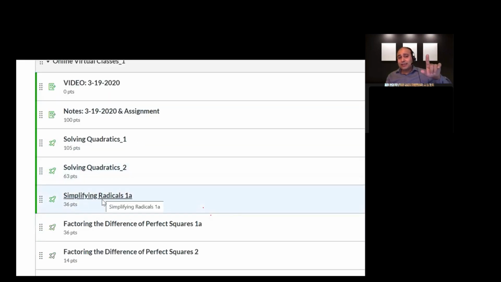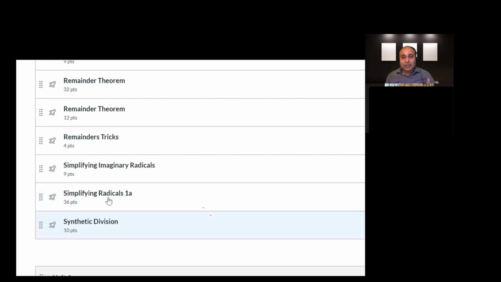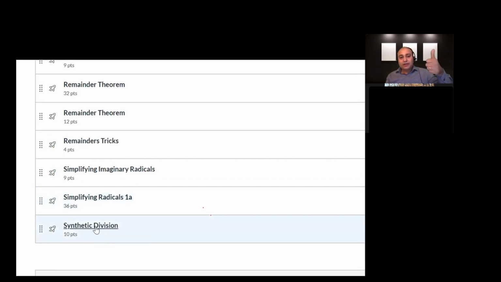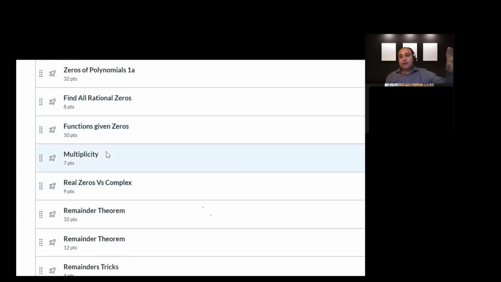Today we did simplifying radicals. It's going to be there. I updated all of this today, but obviously we're not going to do all of this. You're going to do synthetic division, simplifying radicals, and remainder tricks, like the one we just did, like x to the power of 49 minus 1 equals whatever. I will leave multiplicity, real zeros, complex, and all of this till later on. But as soon as we start next class, I'll go over solving polynomials and do some multiplicity and other things.